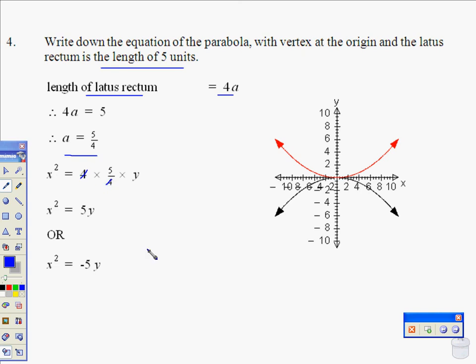Now, what do we have to consider? It doesn't say whether the latus rectum is above the x-axis or below the x-axis, which means we could have two different parabolas in this case. If it's above the x-axis, it would be x squared equals 5y. Basically, we're going to get a congruent parabola that is concave down, because you can have a latus rectum that goes through the focus and is the same distance. So we get x squared equals minus 5y.